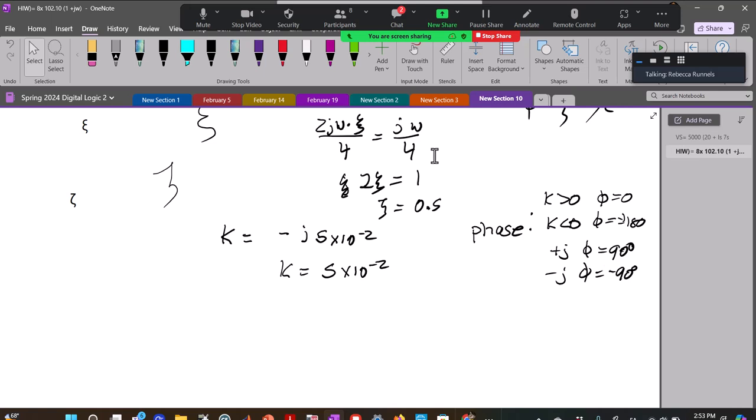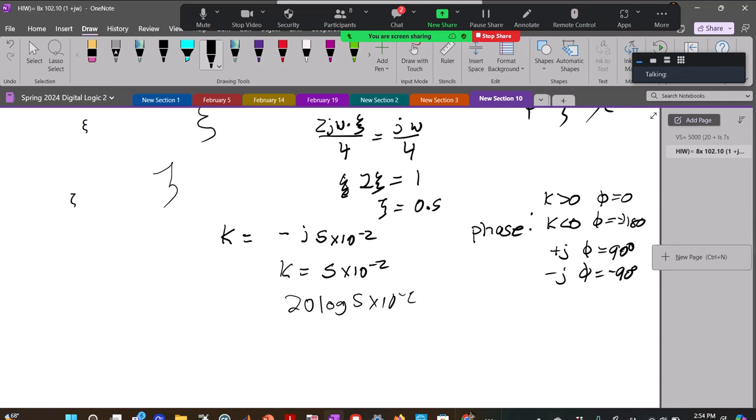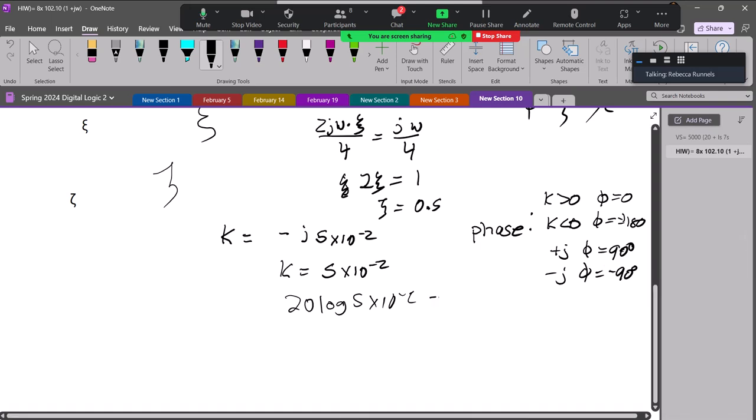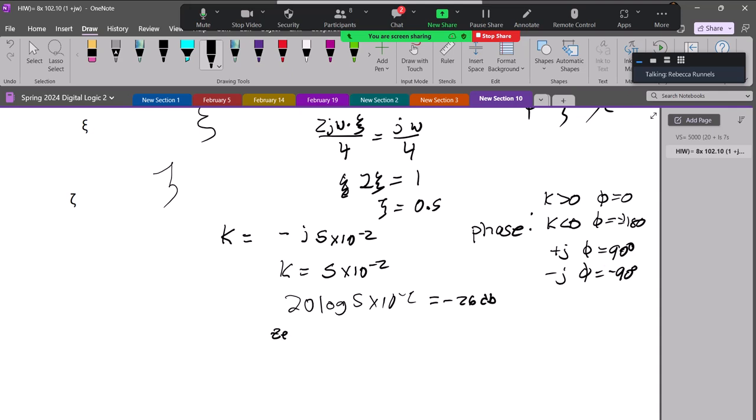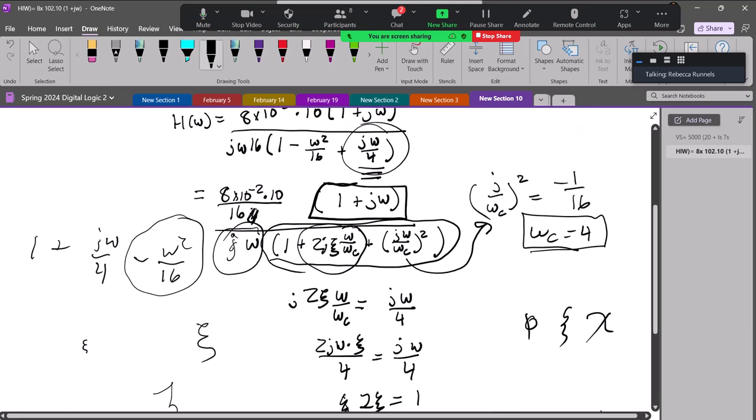Oh. Yeah. Okay, so we have the constant is 5 times 10 to the negative 2. So we need to take 20 log of that. 5 times 10 to the negative 2. And I believe that gives us minus 26 decibels. And then we have a zero factor with omega c equal to 1 radian per second, and that's from 1 plus j omega.